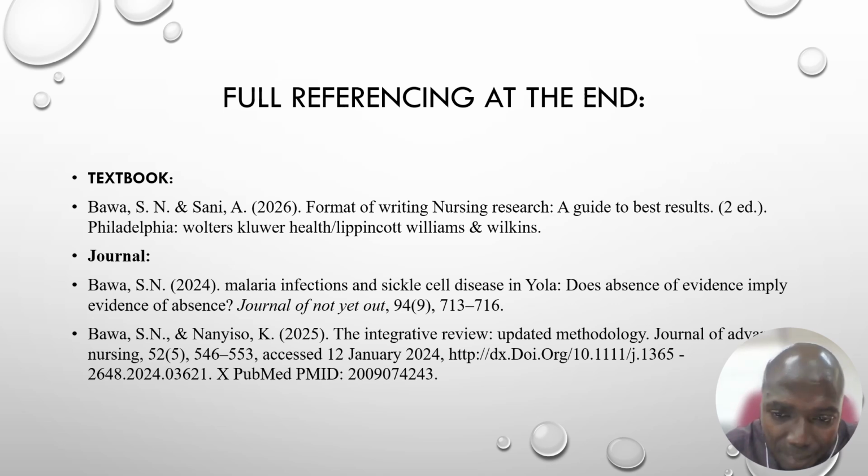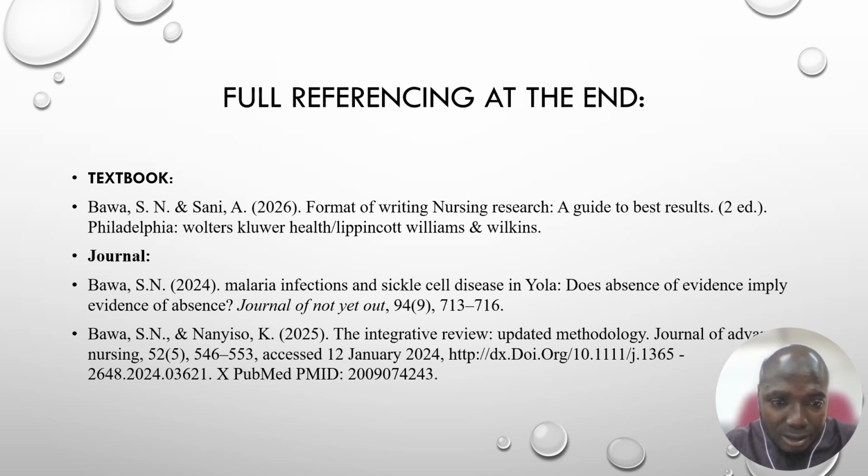If there is another person, then here there will be no "and"; this comma will remain. Then here you see comma after K, full stop, then comma. Even if you put the full stop, you have to put a comma. Then the title: Integrative review, update methodology, Journal of Advanced Nursing, issue 52, volume 5, pages 546 to 553, accessed on 12 January 2024, and this is the DOI.